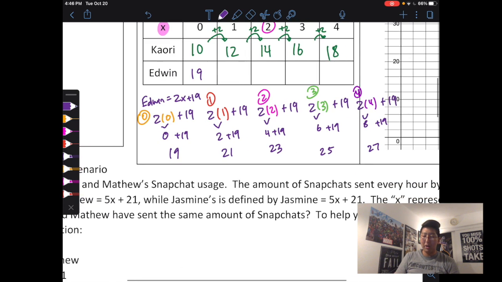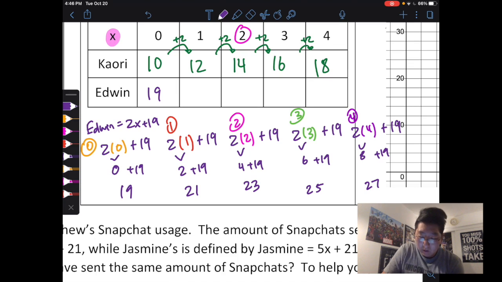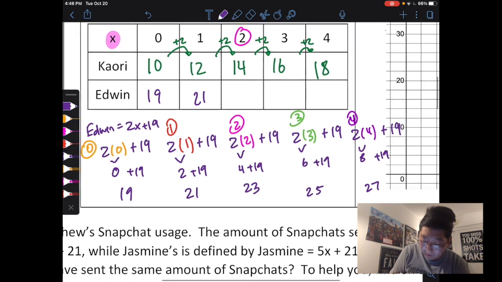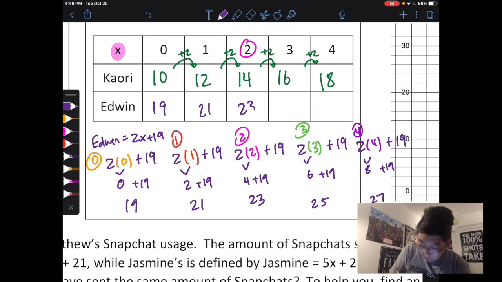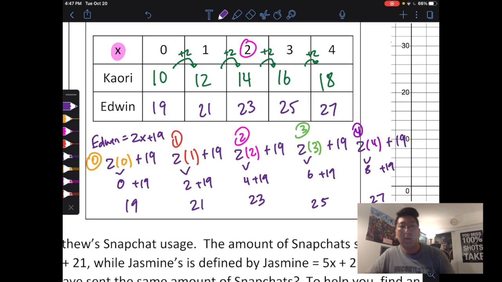We'll go ahead and pause. You can pause right here if you need to. All right. And we know it's 21 in 1 hour. In 2 hours is 23. 3 hours is 25. So we'll go ahead and fill this out. In 2 hours is 23. In 3 hours is 25. And in 4 hours is 27.